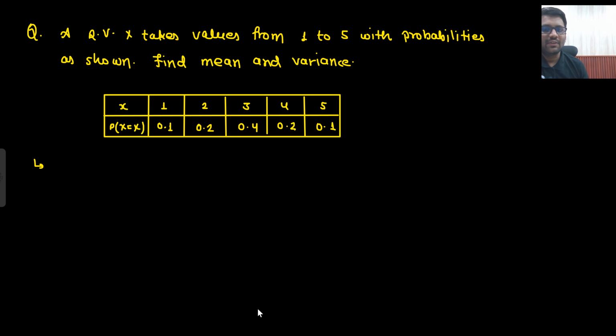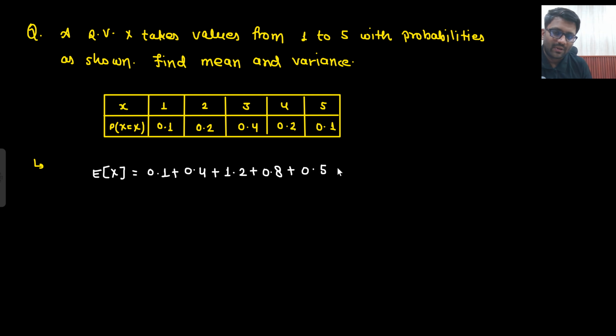A random variable x is taking values between 1 to 5 with probability shown. You need to find the mean and variance. So first let's find the mean, expectation of x. You know how we find out the mean? Take the value, multiply with the probability, and repeat for each value. What you are getting: 0.5, 0.5, 1, 1, 3. Expectation of x is coming out to be 3.